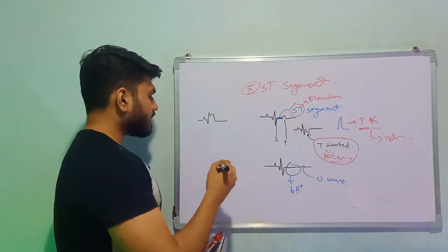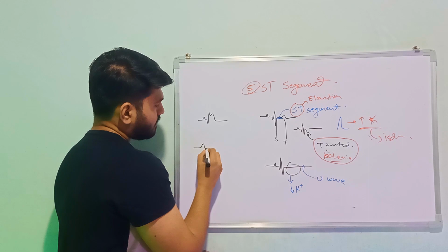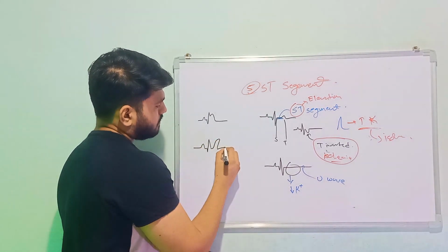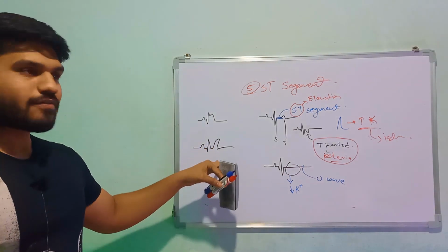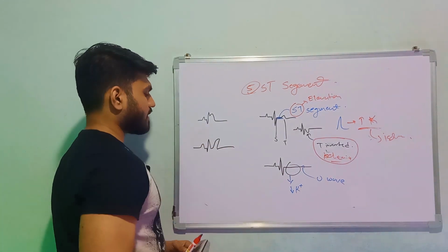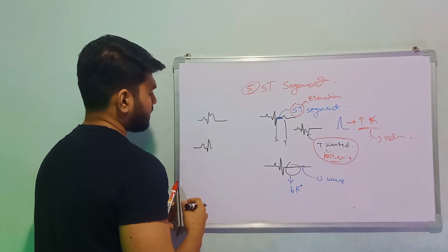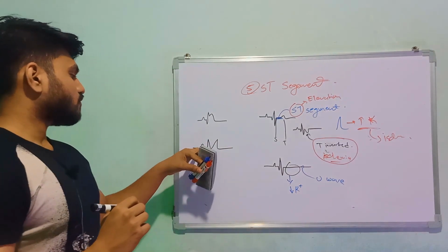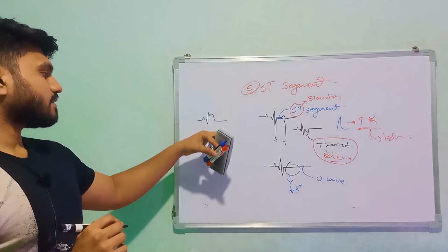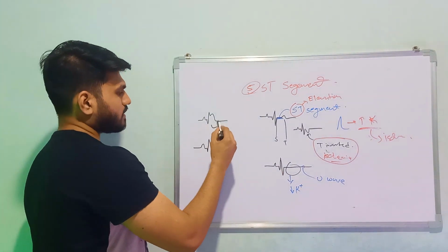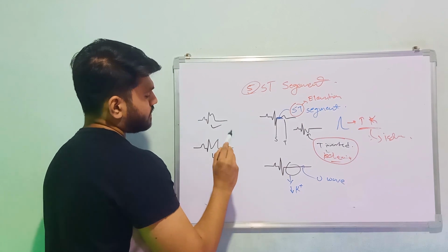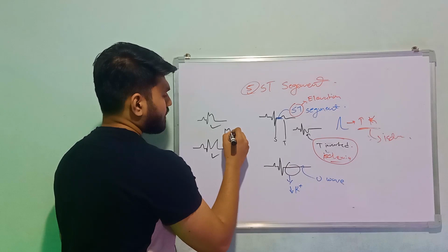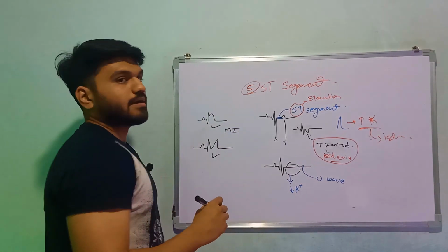And another example, let me show you. This is our P, Q, R, like this. So this is our ST segment elevation. Let me draw it properly, like this. So P, Q, R, S and ST segment elevation. So this is also ST segment elevation, and this is also ST segment elevation. And this means that we are having MI, myocardial infarction.